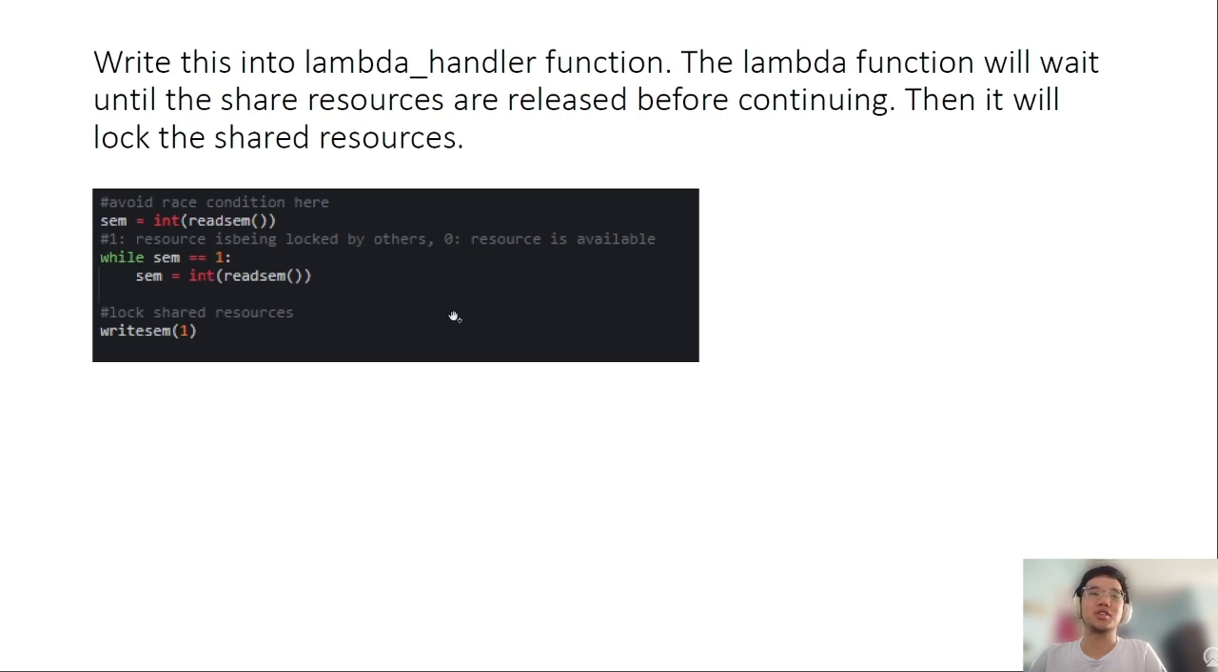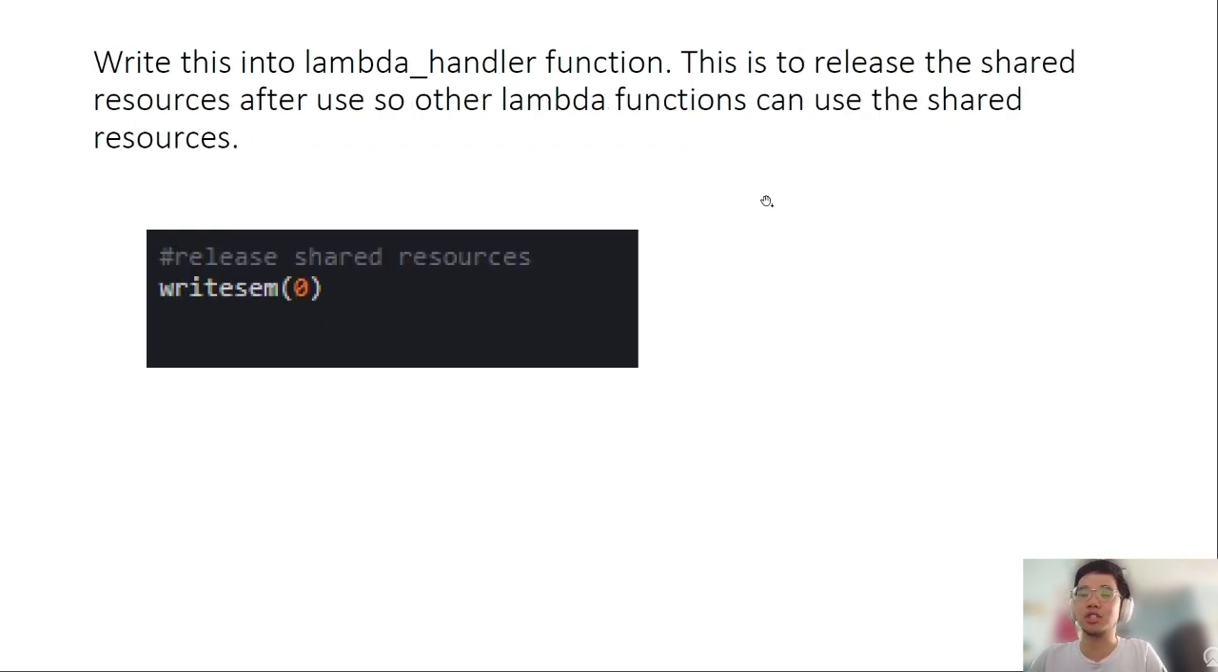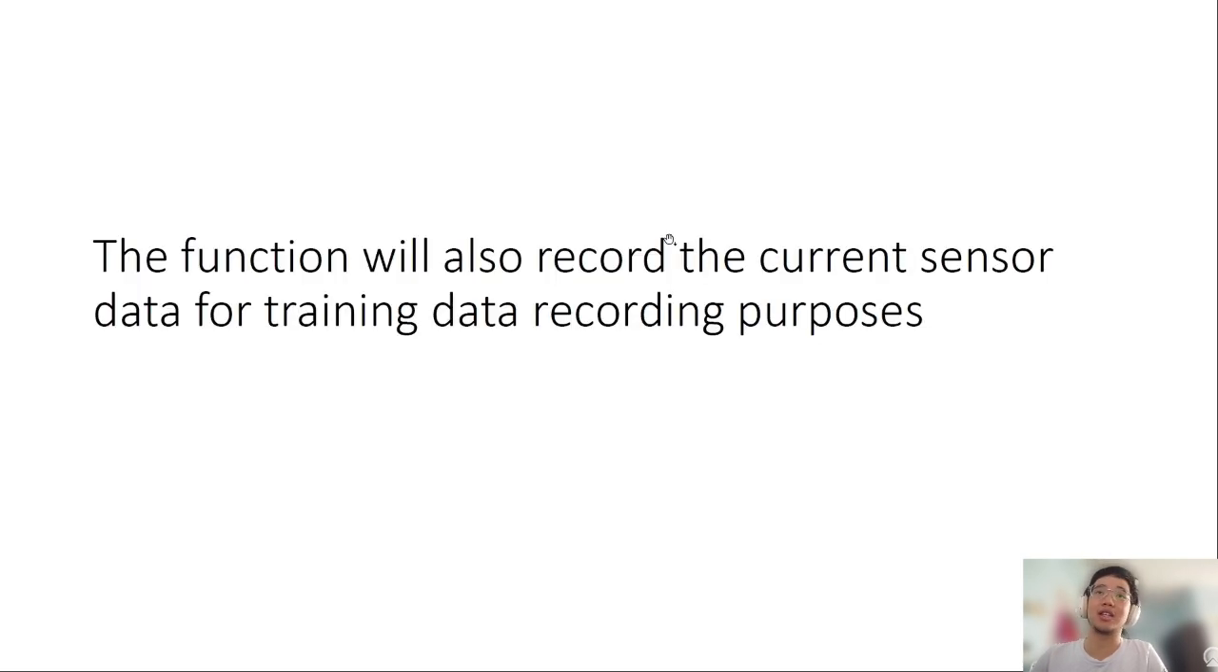First, the Lambda will check the semaphore table to see whether the shared resource is locked, and wait until it is unlocked. Then the Lambda will lock the shared resource. And after using the shared resource, the Lambda will release it so that other Lambdas can use it.